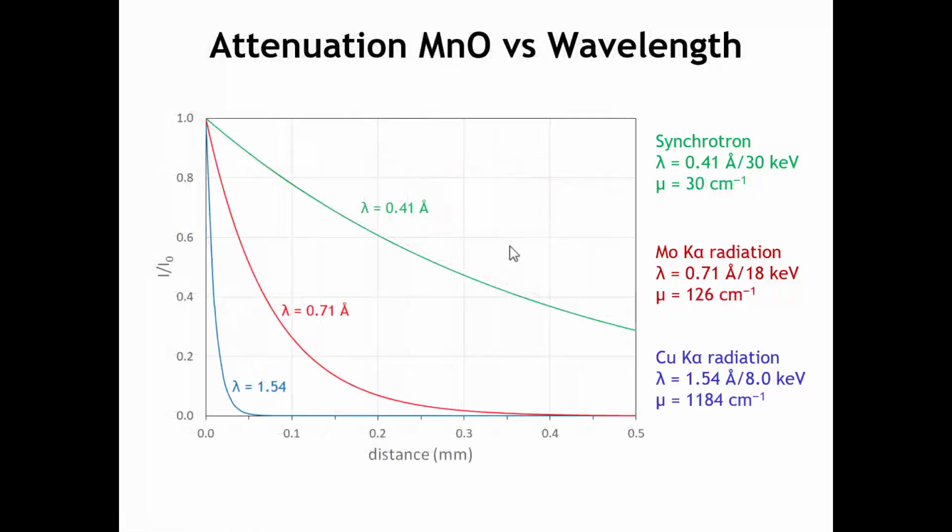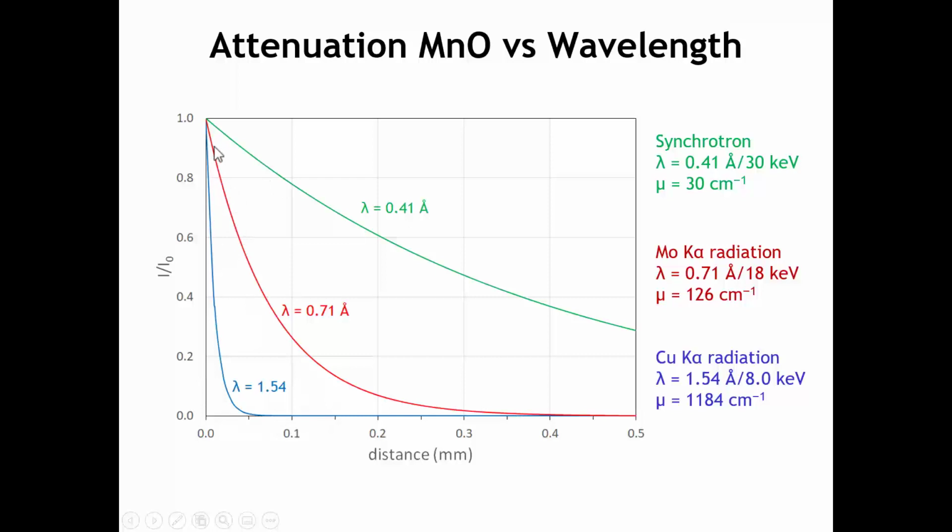Now, what about if we were to go to a somewhat heavier material? I mean, aluminum and oxygen are both pretty light elements, at least for an inorganic chemist. What about if we were to go up just a little bit to a first-row transition metal like manganese oxide? Well, now I'm showing the attenuation at these three different wavelengths for manganese oxide. You can see if you look at our linear absorption coefficients, they've gone up by about a factor of 10, and consequently, we're seeing a lot more attenuation here.